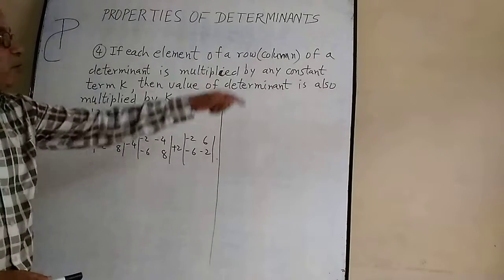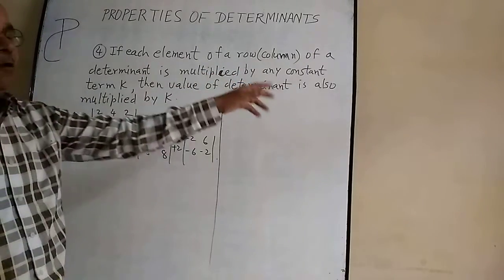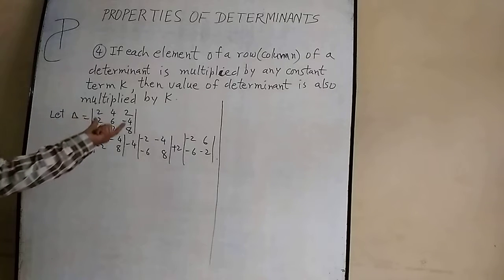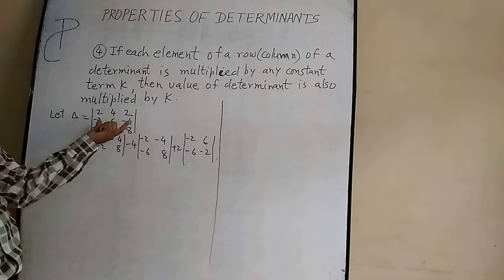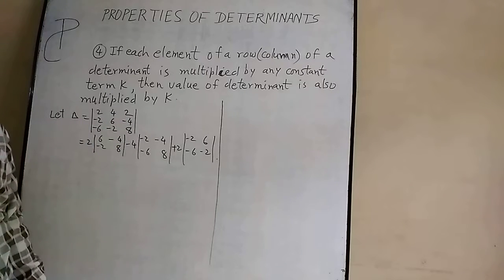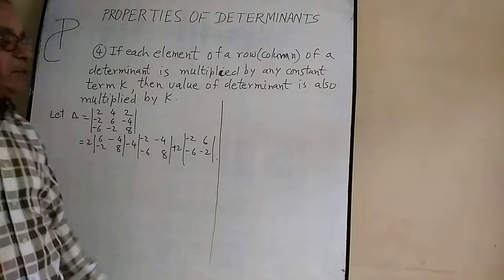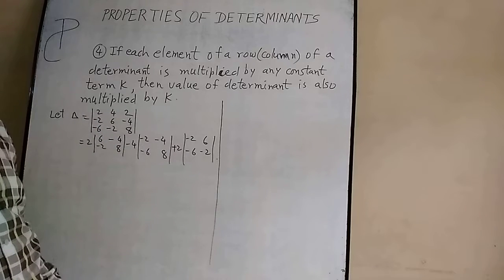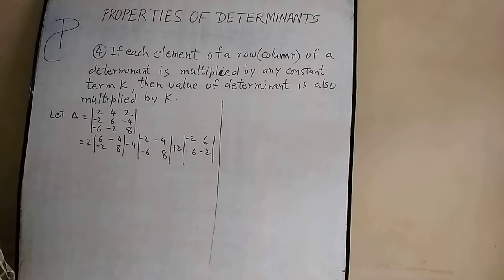If each element of a row or column of a determinant is multiplied by any constant term k, then the value of the determinant is also multiplied by k. Here in this example, this is 2, 4, 2, meaning 2 is common in the first row. Minus 2, 6, minus 4, 2 is again common, and minus 6, minus 2, 8, again 2 is common. Therefore in place of this k, it is actually 2. For the first row, second row, third row, I have taken out 2, meaning 2 into 2 into 2 is equal to 8.